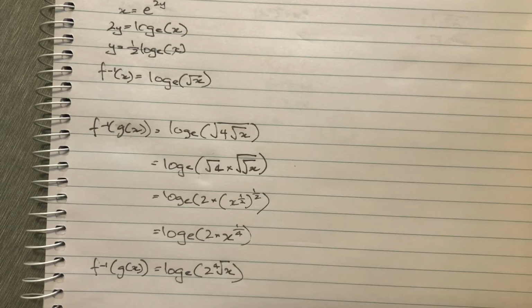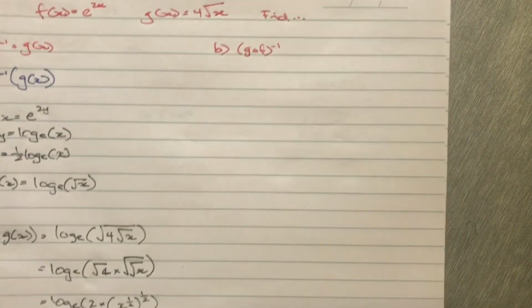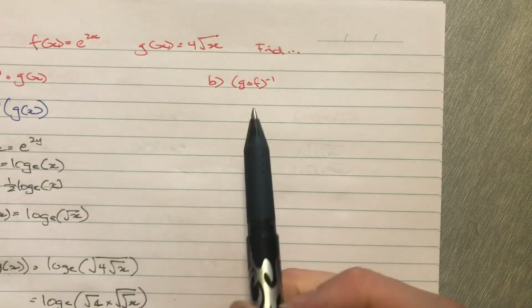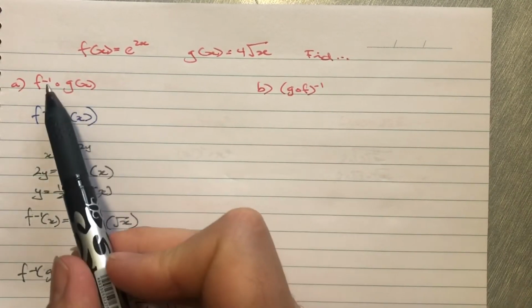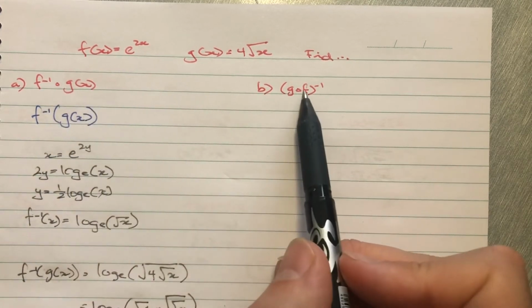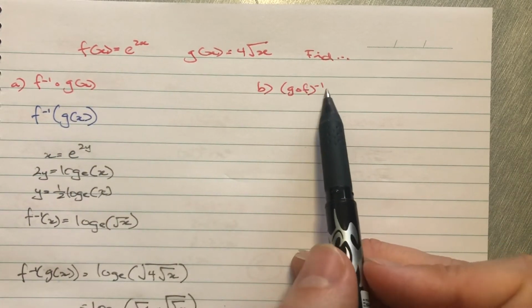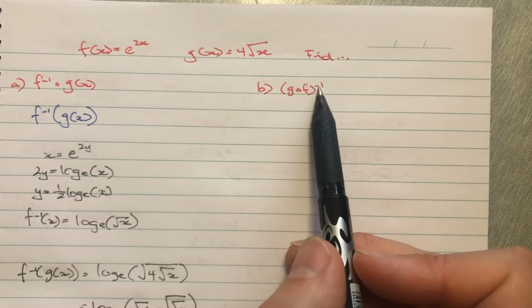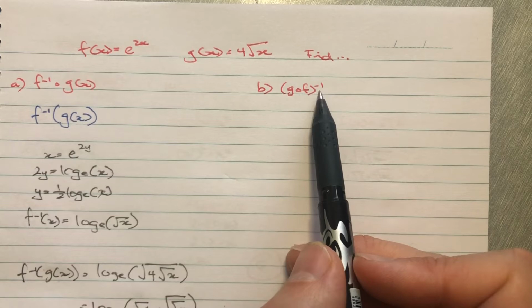Sweet, done. Let's move to b. Okay, now this looks slightly different. You see how over here it's just f that's got the inverse? Over here we have the whole thing inverse. So it wants us to find g of f of x and then find the inverse of that.